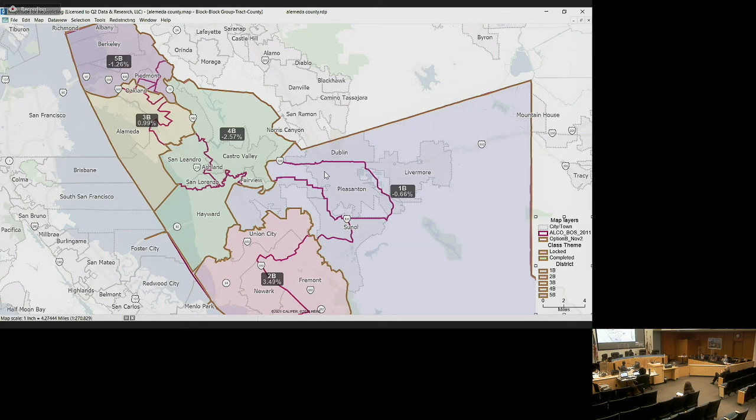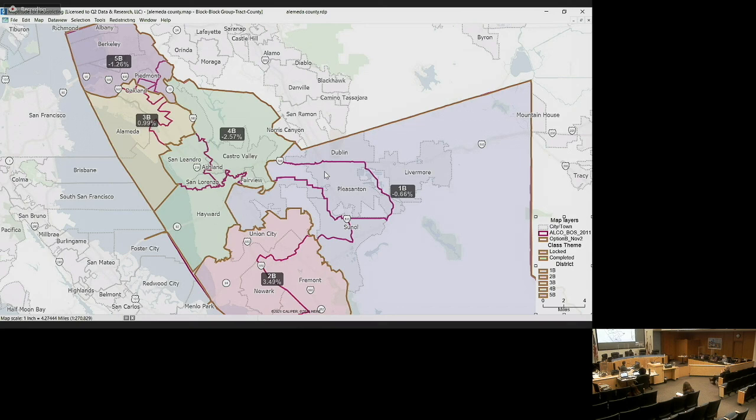These are starting points. So overall, to tell you a little bit more about option B, this keeps together 20 unique communities of interest that are currently split. So 20 new communities of interest are kept together in this map. It also does split 6 communities of interest, which are currently not split. And I'll go into detail about that. Those are mostly in the Hayward area where we made a split here.